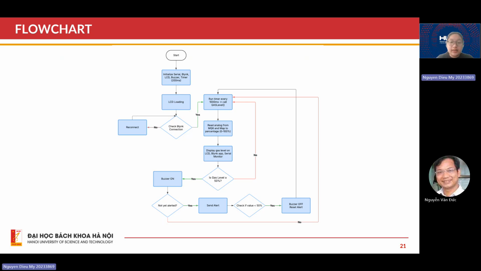The gas level is shown on the LCD, printed to the serial monitor on the computer, and also updated in the Blink app on both computer and mobile apps. And we check if the gas level is at the 50% threshold, and then the buzzer activates and a notification is sent through the Blink app via email. The notification is only sent once per high gas event to avoid spamming. When the gas level drops below the threshold again, the buzzer will turn off and the alert state is reset. This ensures a continuous real-time monitoring loop with clear alert and safety response.